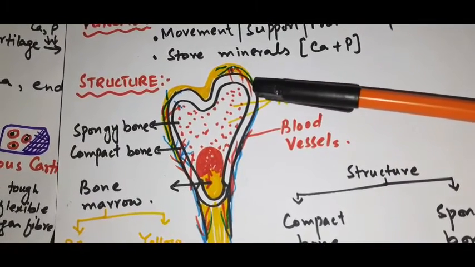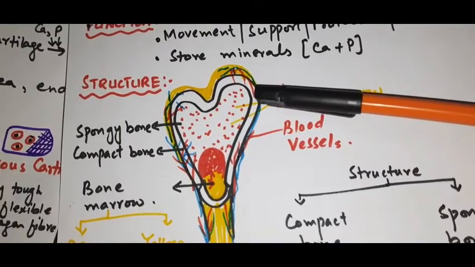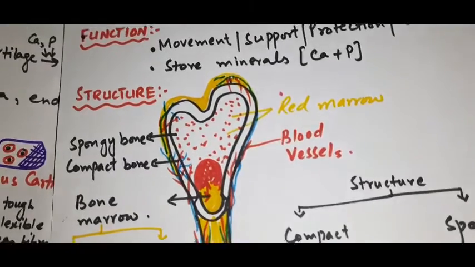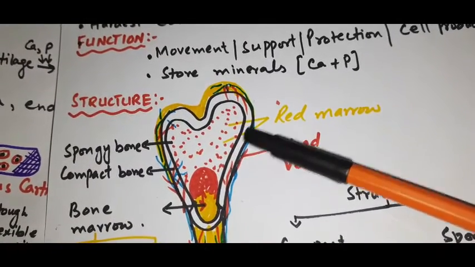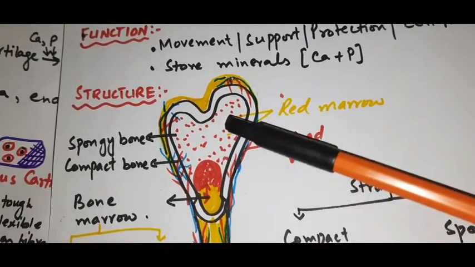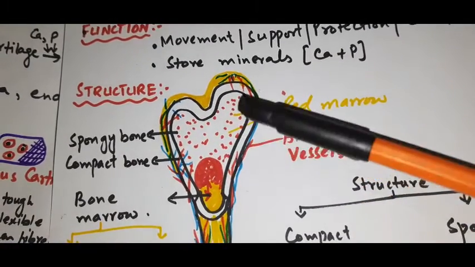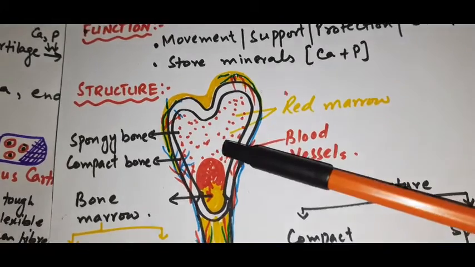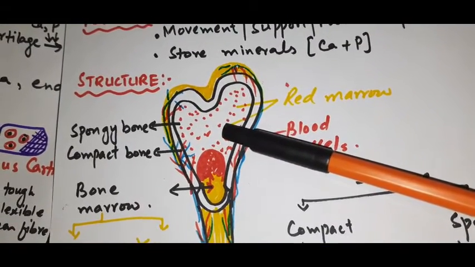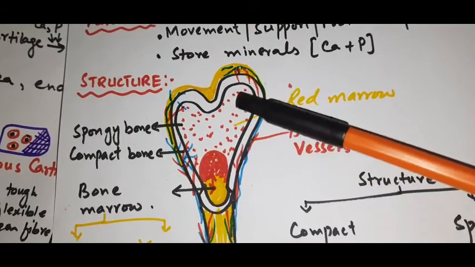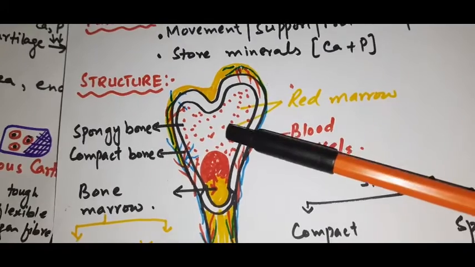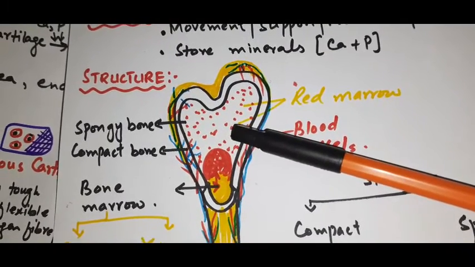This is known as compact because of the cells which are compactly arranged in it, right? Then inner to the compact bone, we have spongy bone, and in the spongy bone there are blood vessels, nerve cells, right? And as well as there is bone marrow as well. So the spongy part of the bone contains the blood vessels and bone marrow as well.